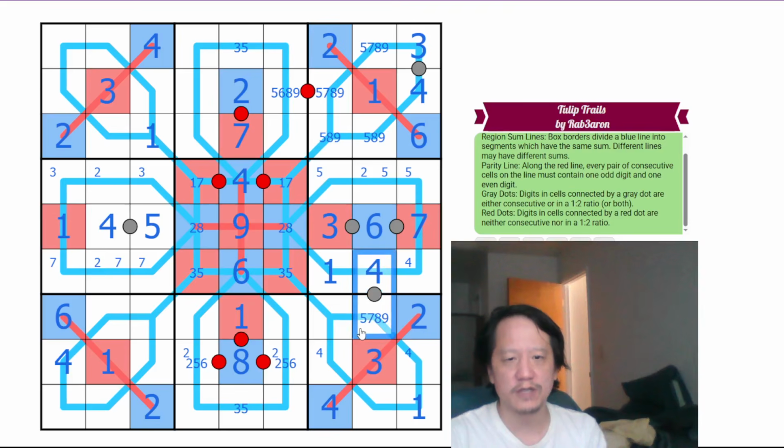And this must be consecutive with 4, or in a 1 to 2 ratio with 4. So it cannot be 7 or 9, it's 5 or 8. Since 4 is here, the 2 in column 8 has to be here, which means this can't be 2. So that leaves the 2 there. Obviously, these can't be 4 anymore.